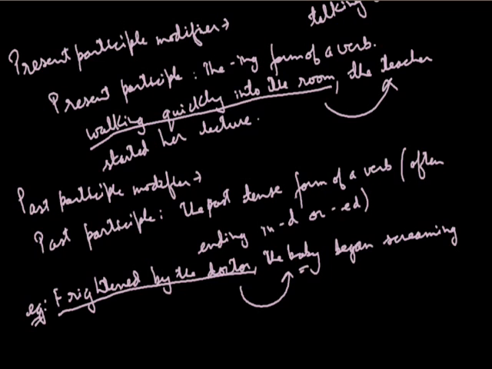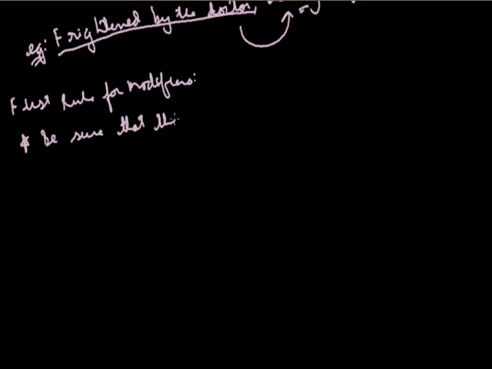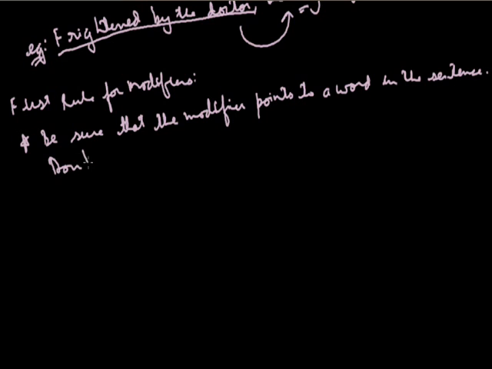Now, moving forward, the first rule for modifiers. Be sure that the modifier points to a word in the sentence. Full stop. Don't let your modifier dangle. Now, coming on to the examples.